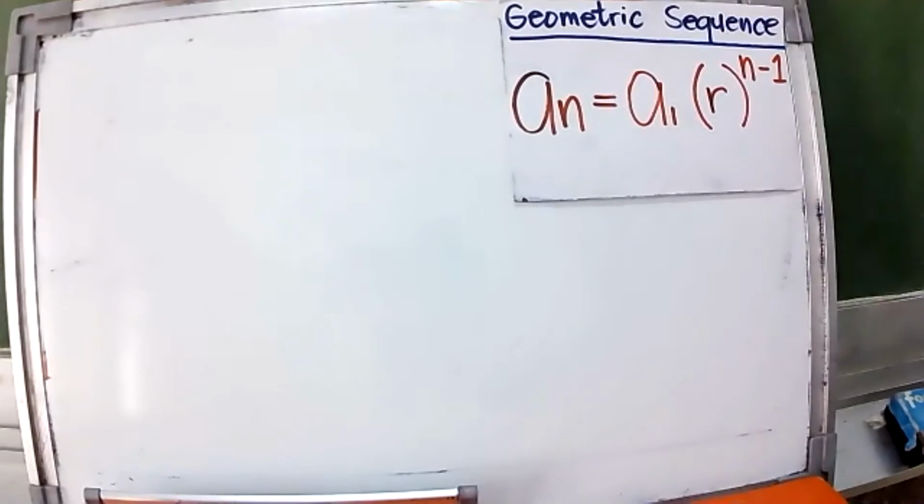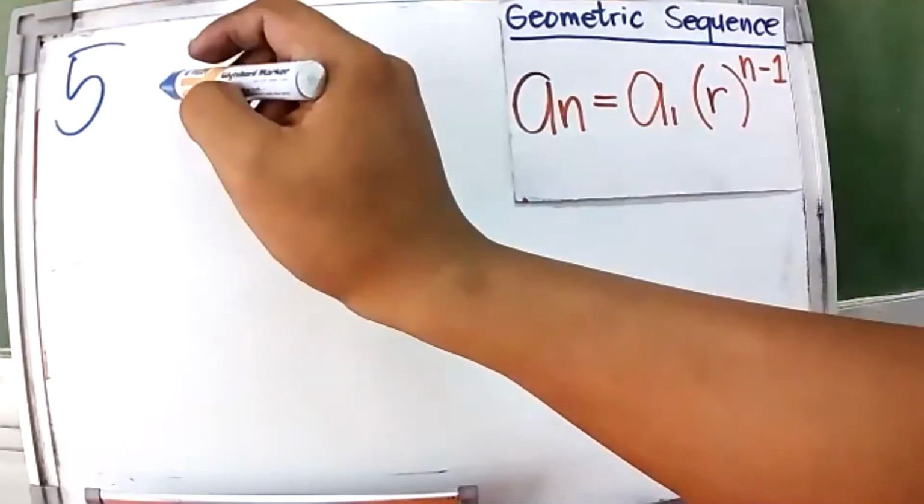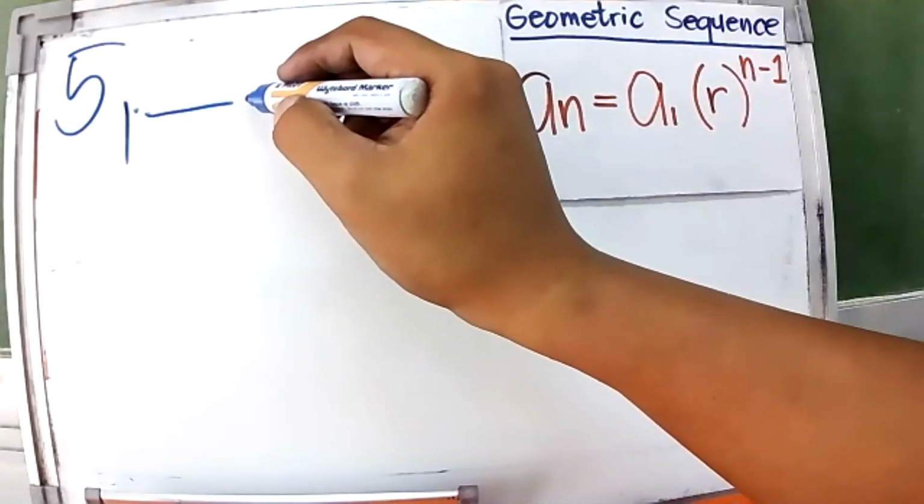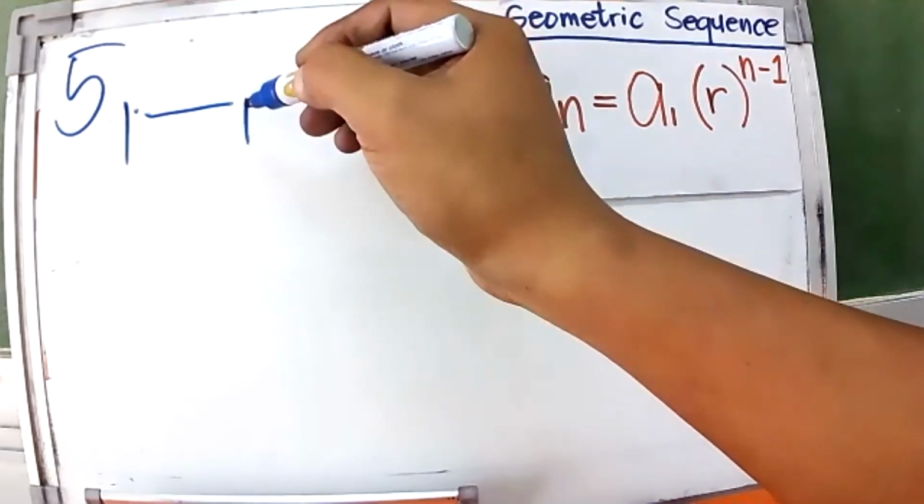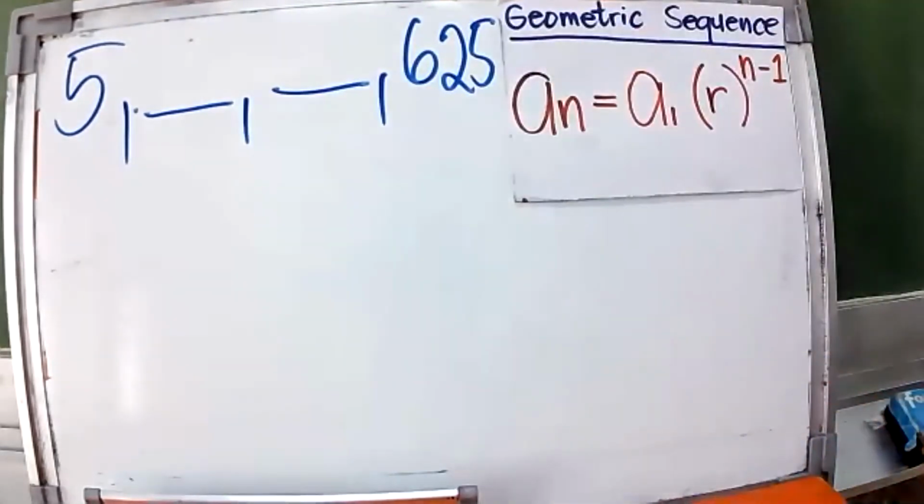Insert 2 geometric means between 5 and 625. Go.